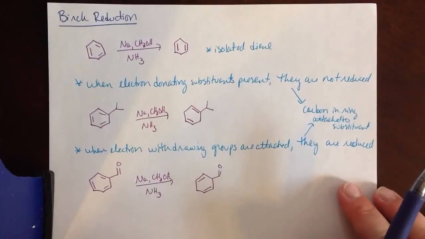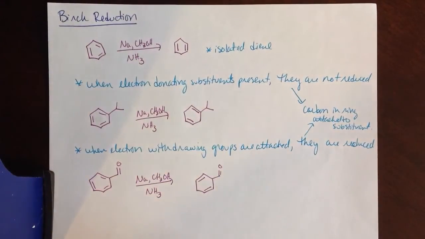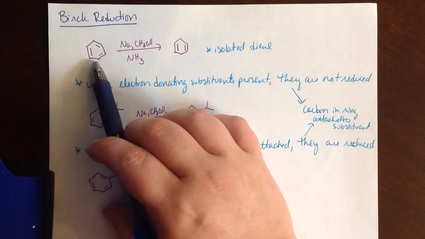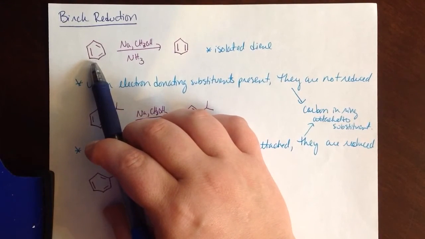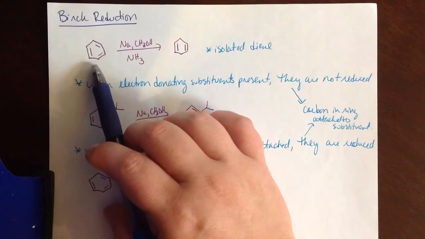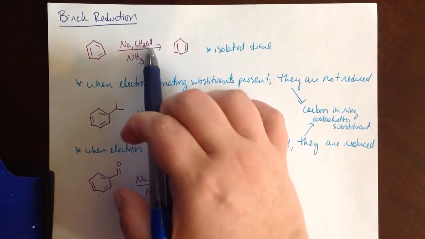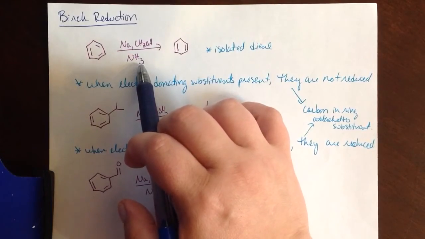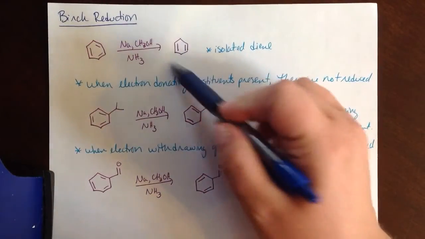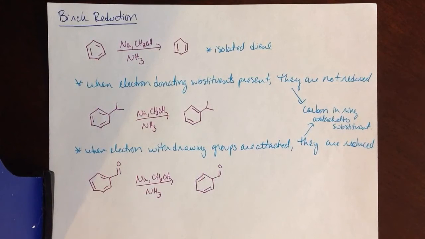And finally, let's talk about the Birch reduction today. The Birch reduction is pretty cool. I'm not going to go over the mechanism per se, but this benzene with Na, methanol, and NH3, ammonia, right, is going to give you this guy. Now, what that's actually doing is it's giving you an isolated diene. So you're reducing one of those bonds, but not all of them.